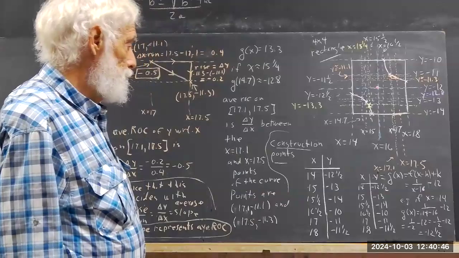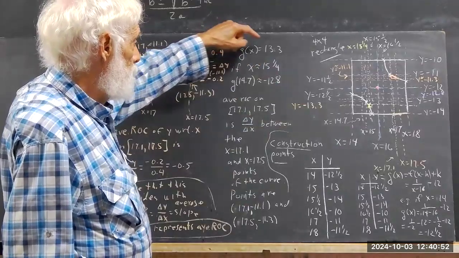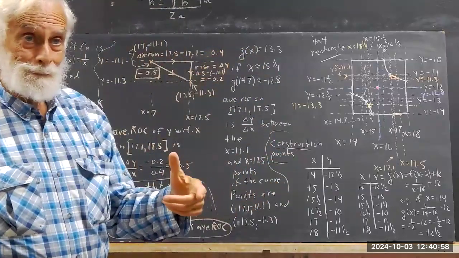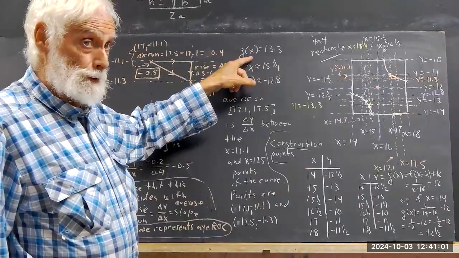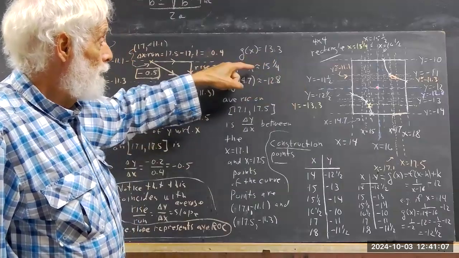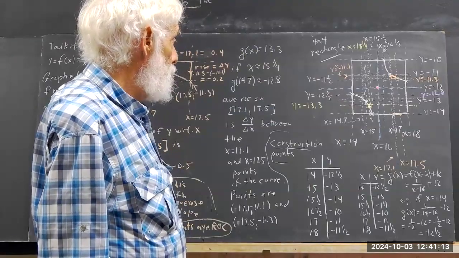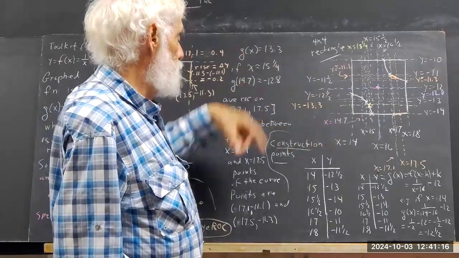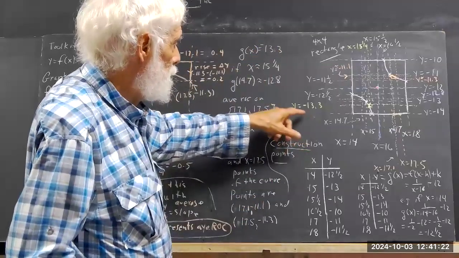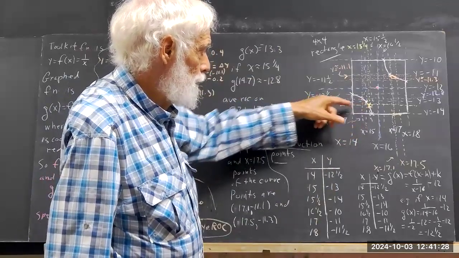If there are construction points, then we call this function g of x. So to find where g of x is negative 13.3, how do you do that? Well, g of x is the y value, x is the x value, right? Try to find the x value for this y value. So you draw a line y equals negative 13.3, and we find the point where that line intersects the graph.